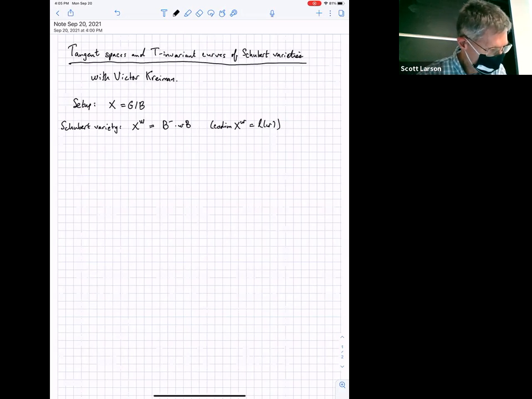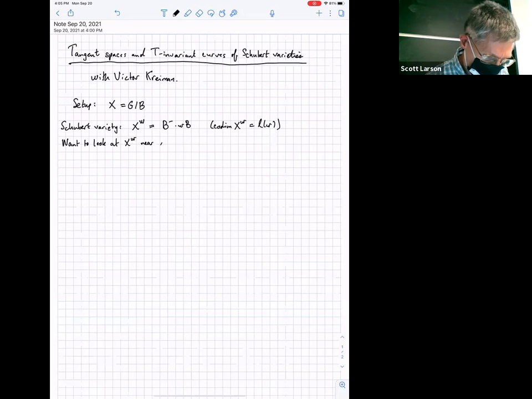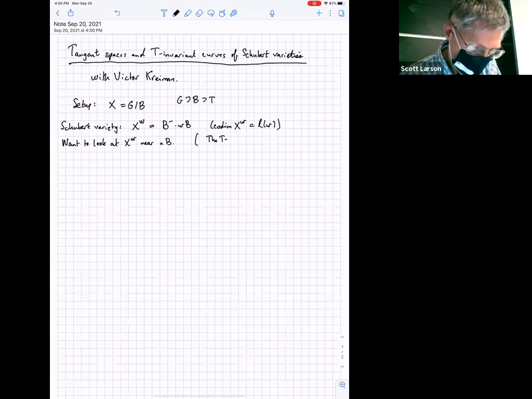And so we want to look at XW near XB. I should maybe back up for a second. T is a maximal torus, B is contained in G, T is a maximal torus, and W is the Weyl group.